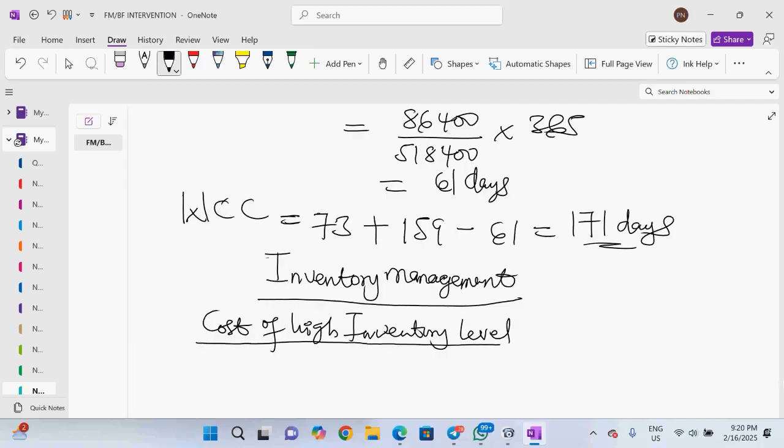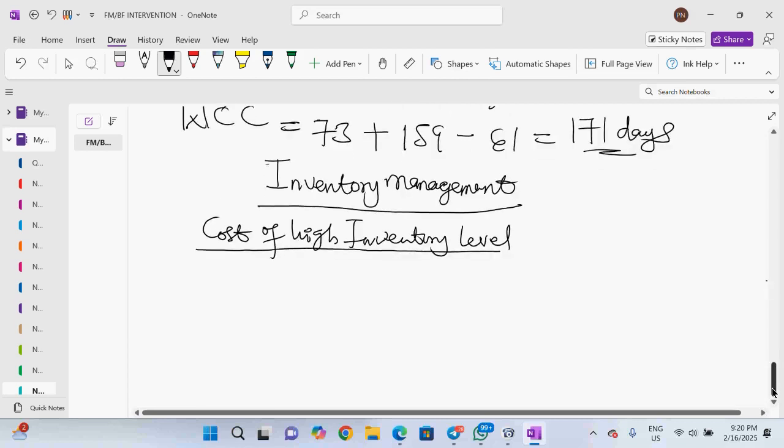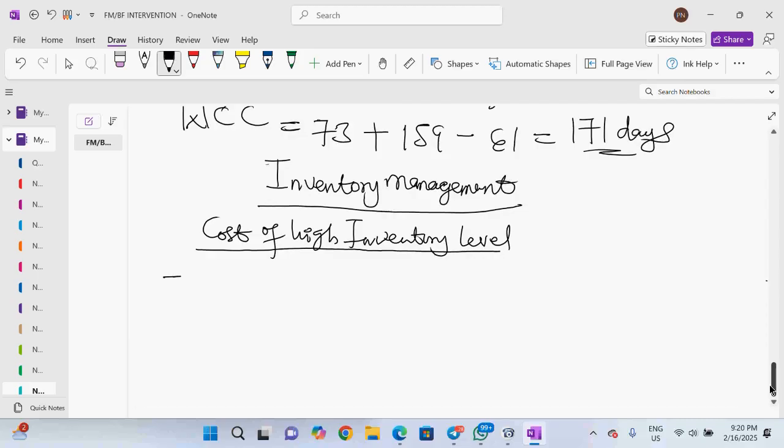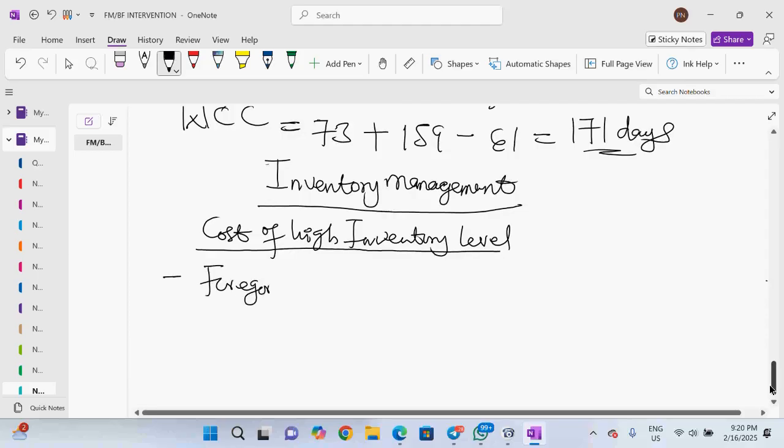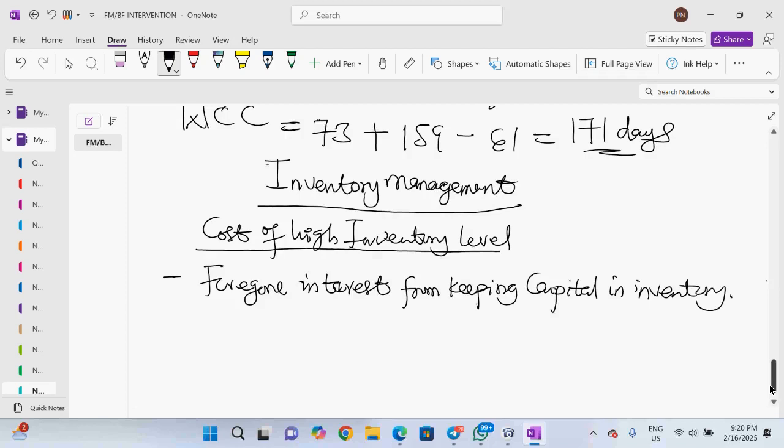What are some of the costs that you incur when you're having a lot of inventory? The cost of high inventory level. If you are having a lot of inventory, what do you think are some of the costs? So one is foregone interest from keeping capital in inventory.